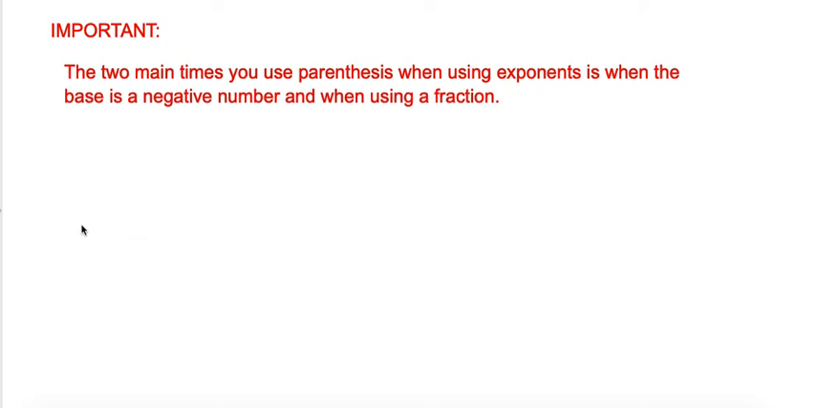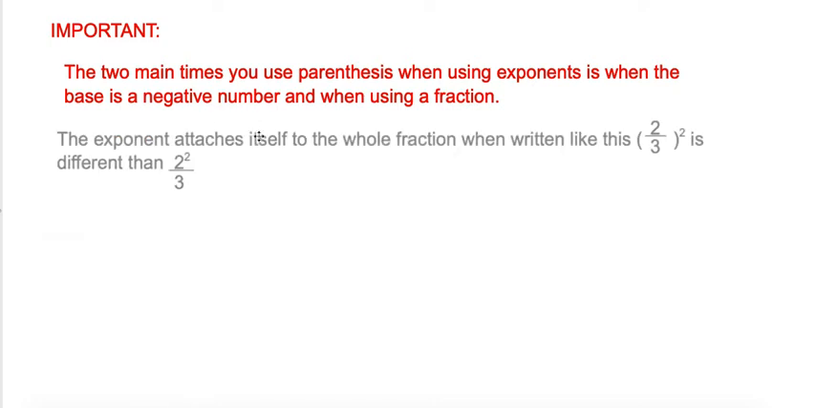The 2 main times that you use parentheses when you're working with exponents is when the base is a negative number, and when you're using a fraction. You did have a fraction here in one of your questions, and I wanted to show you how this works. If the exponent attaches itself to the whole fraction, it's written inside parentheses like this, and the exponent is written outside the parentheses. This is different than no parentheses and an exponent attached to either the numerator or the denominator, which you will see in the next section.